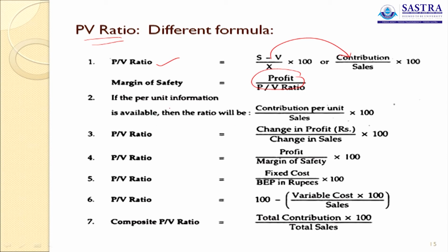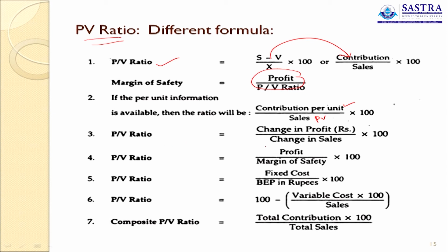Sometimes in the formula, sales per unit and variable cost per unit are given. So here, when the per unit costs are given, simply take the per unit cost and calculate the PV ratio, no problem. Contribution per unit divided by sales per unit into 100 is the PV ratio. The answer is the same, don't worry.